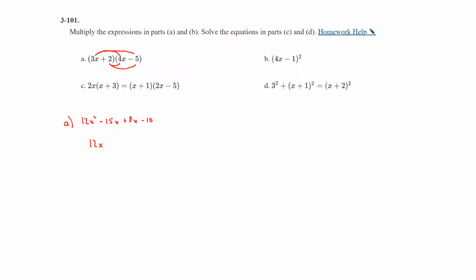Now remember, if you don't like using the distributive property and you always want to use the generic rectangle, then just use the generic rectangle. It doesn't matter which method you want to use. So the answer is 12x squared minus 7x minus 10.